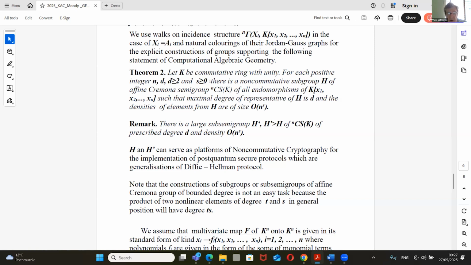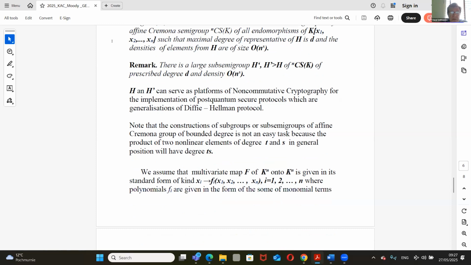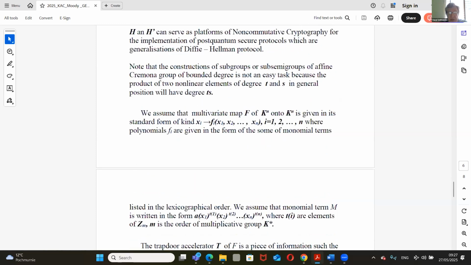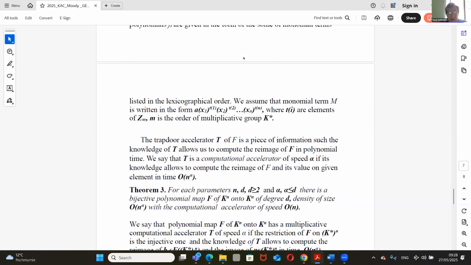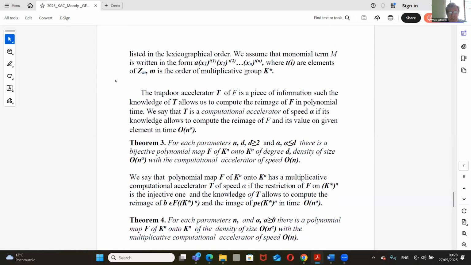So the fact that the degrees of elements of this subgroup H are bounded by d is far from trivial, and this property ensures that we can compute the composition of two maps from H in polynomial time. Because without this, it can be a very difficult problem. And we need even to compute the composition of n randomly chosen elements of H. So that is the first application. So maybe I go to the next task.